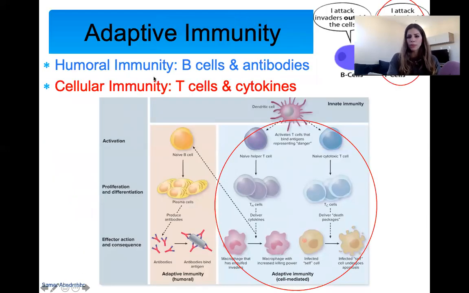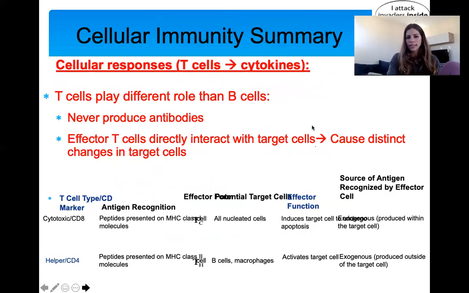So that was humoral immunity. Now we're going to talk about cellular immunity. Cellular immunity has to do with T cells and cytokines. And as a summary, cellular immunity has to do with T cells, not B cells. B cells were the ones that produced antibodies. In cellular immunity, we're not forming any antibodies. We're forming T cells that will go on to target cells that have been infected intracellularly. And then this is where we're going to talk about cytotoxic T cells, which are also called CD8 cells, and helper T cells called CD4.